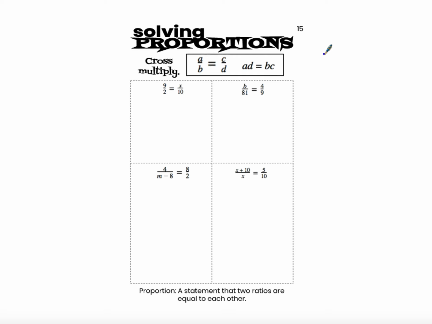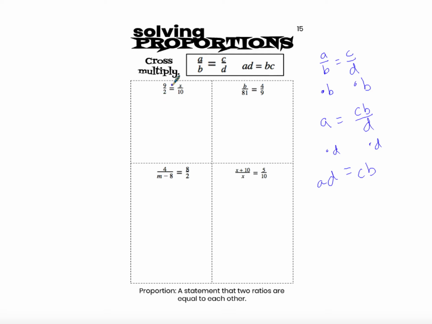So I'm going to convince you that this will always hold true so that it's no longer a trick. So inverse operations, I could multiply both sides by B. I'd have A equals C times B over D. Multiply both sides by D, that crosses out my D, and I'd have AD equals CB. So given this proportion, AD will always equal BC.